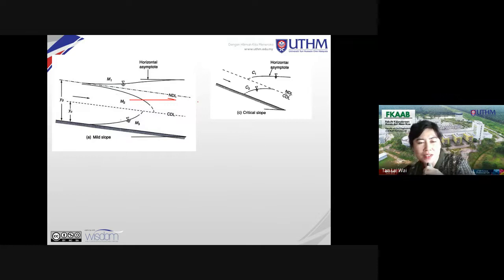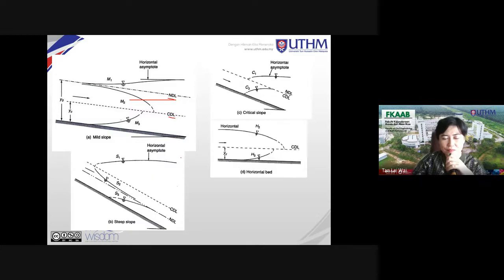NDL stands for normal depth line. We have already established in our class that we could use either depth of normal flow or depth of uniform flow interchangeably. You can use either one, normal depth or uniform depth of flow. So this is normal depth of flow. CDL stands for critical depth line. This is a horizontal asymptote. It's going to be horizontal basically. This is approaching horizontal.